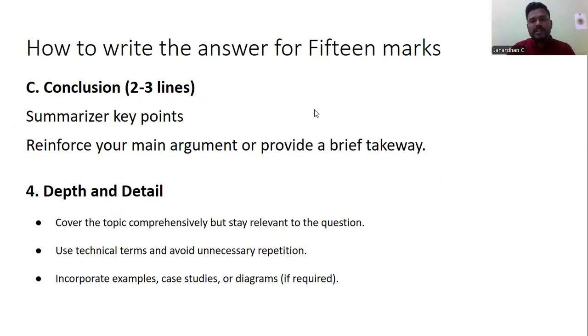Takeaway means that you have to write in such a way, like a conclusion, that because of these functions, banking will be easy to do. And again, because of these functions, economic development will happen. Like that, you have to complete.